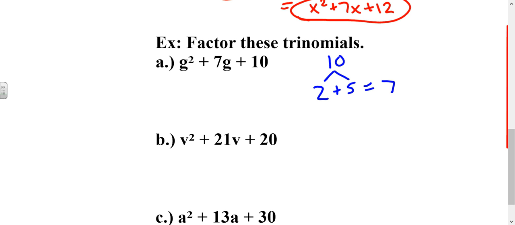So I have 2 plus 5 equals 7. So my factors, when I plug them in, I plug in positive 2 and positive 5. And this would be my answer. And if you want to check, you can multiply it.